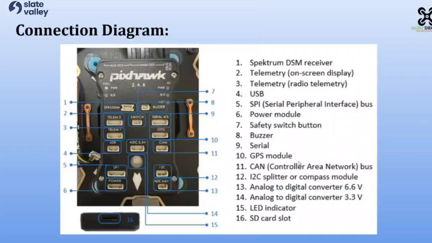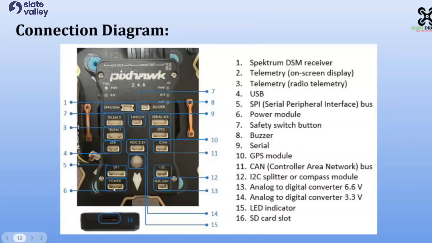It is a communication protocol. Like if your GPS is working on the CAN protocol, then you have to connect your GPS module to the CAN port. And I2C, inter-integrated circuit: if you have a compass module that communicates with the I2C protocol, you have to connect the compass module to I2C.